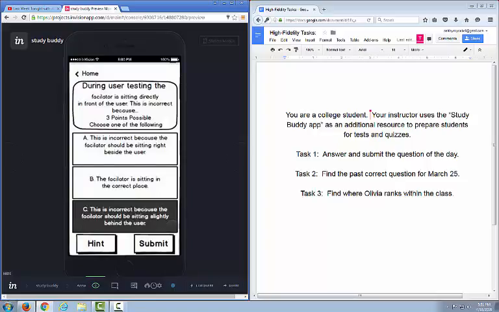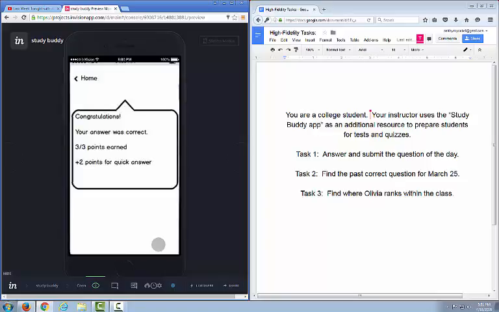I notice it's highlighted, so it looks like that's the one I've chosen. I'm going to go ahead and submit it. My answer was correct, so I get 3 points, so that's exciting. So I know now that my task 1 is done. So I'm going to move on to task 2.